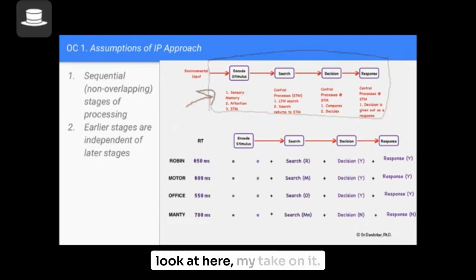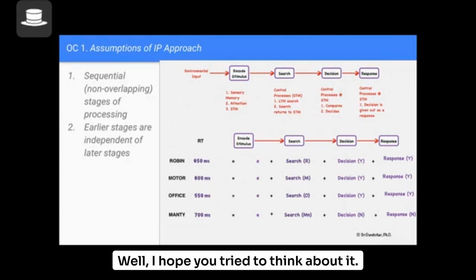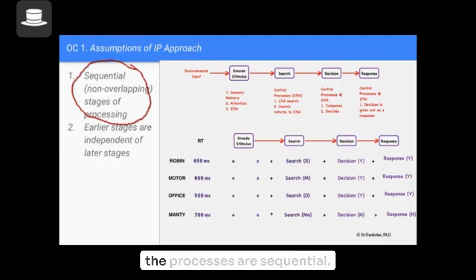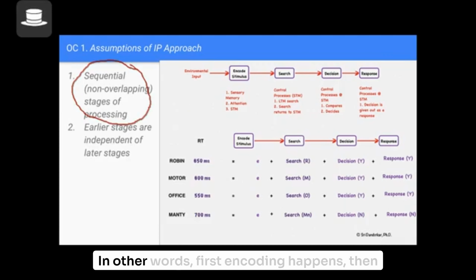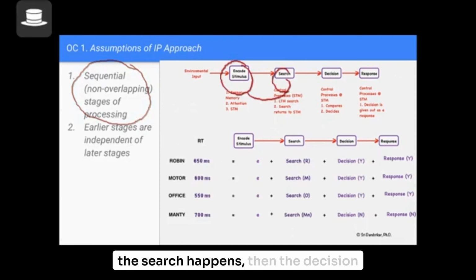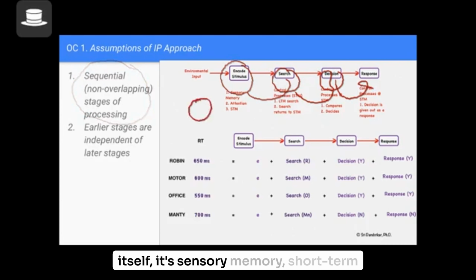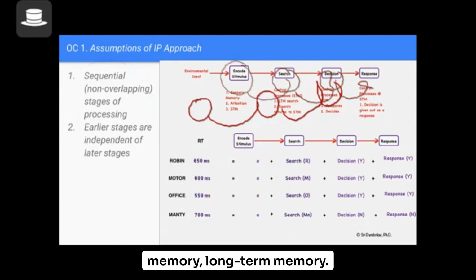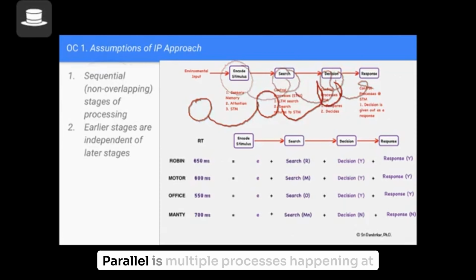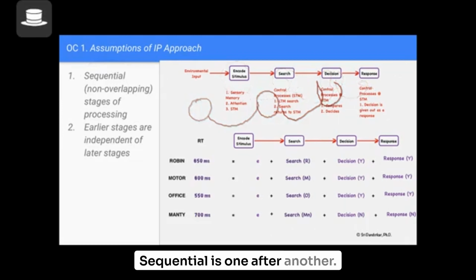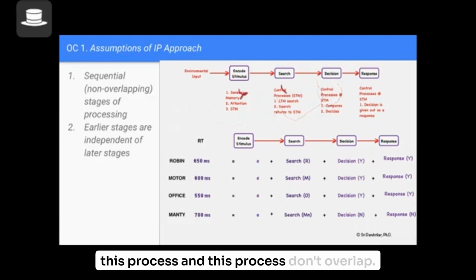You can look at here my take on it. Well, I hope you've tried to think about it. One assumption of the memory model is that the processes are sequential. In other words, first encoding happens, then the search happens, then the decision happens, then the response. Or if you're talking about the memory systems itself, sensory memory, short-term memory, long-term memory, right? So it's not parallel. Parallel is multiple processes happening at the same time. Sequential is one after another. In other words, there are no overlapping stages of processing. This process and this process don't overlap.